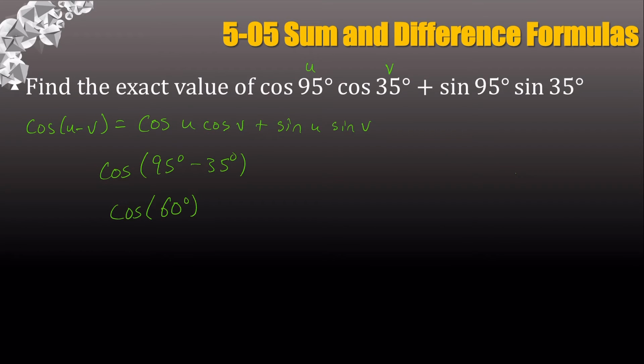All right, so what's cosine of 60? 60 degrees on the unit circle is here. The x value there is 1/2.